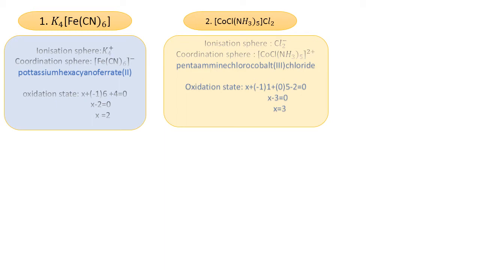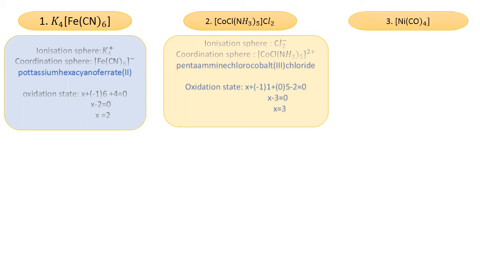Taking cobalt as X, plus minus 1 into 1, as the charge of chloro is minus 1, since there is 1 chloro. Plus 0 into 5, because the charge of amine is 0 and there are 5 amine. Minus 2, because the charge of Cl2 is minus 2, is equal to 0. X minus 3 is equal to 0, so X is equal to 3.